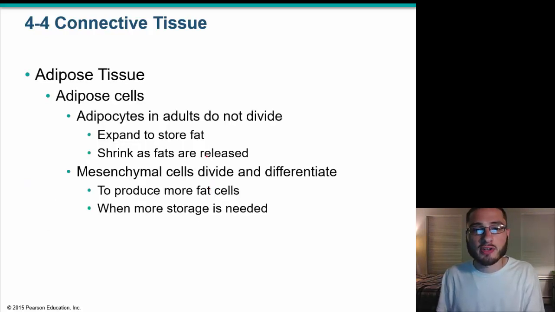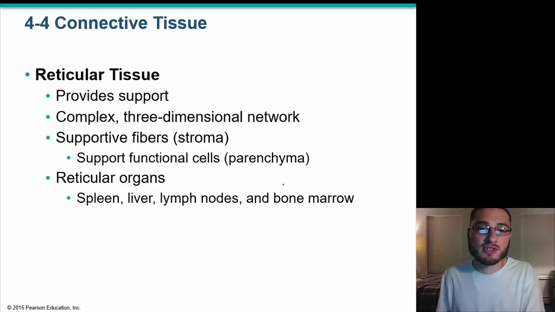Adipose cells, all right, you have adipocytes in adults. They do not divide. They expand to store fat. So we're going to store fat. Remember, fat is going to be good for cushioning and for energy. It shrinks as fats are released. Mesenchymal cells divide and differentiate to produce more fat cells when more storage is needed.